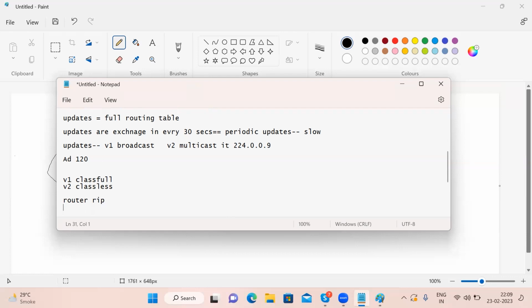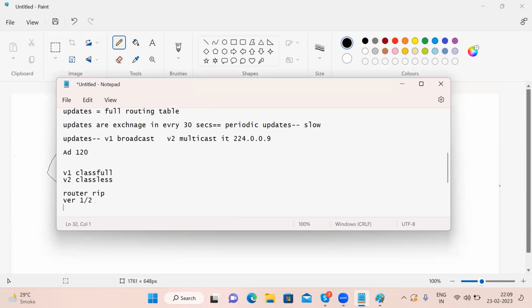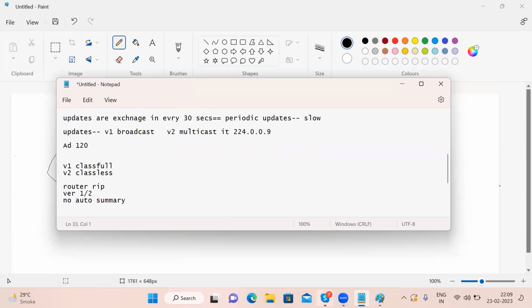The command to configure the RIP routing protocol is router rip. After that, you can define version 1 or version 2, then no auto-summary. What is auto-summary and no auto-summary? Auto summarization and manual summarization. What exactly does summarization mean? Anybody?